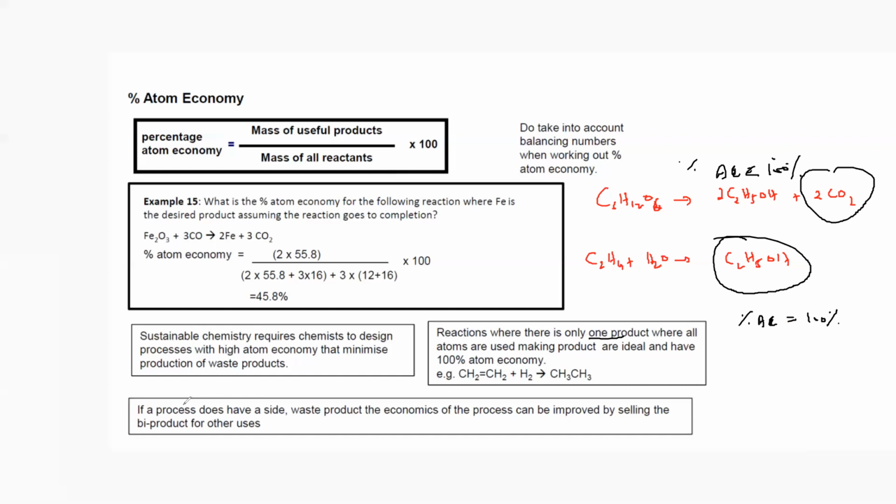And if a process does have a side reaction or waste product, the economics of the process can improve by selling the byproduct for other uses. Like, how can we check whether this process is sustainable or whether we can do it for a long run? The undesirable products are there, so what we can do is use them for another process and utilize that. Is it clear why the percentage atom economy comparison is there? You don't need any data for atom economy or percentage atom economy, you only need the equation.